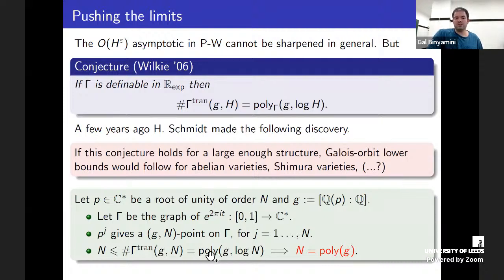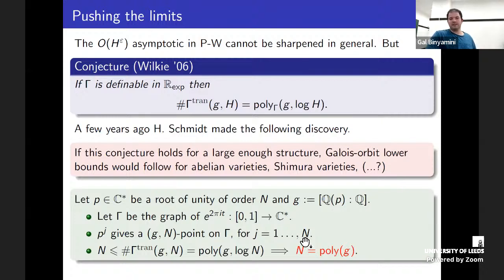Now this, according to the conjecture, is polynomial in G and log n. So you see that n is less than a polynomial in G and log n. And because log n is much smaller than n, this elementarily implies that n is actually smaller than some polynomial in G. And that is what is called a Galois-orbit lower bound. It tells us that G, the order, should be bigger than some power of n.